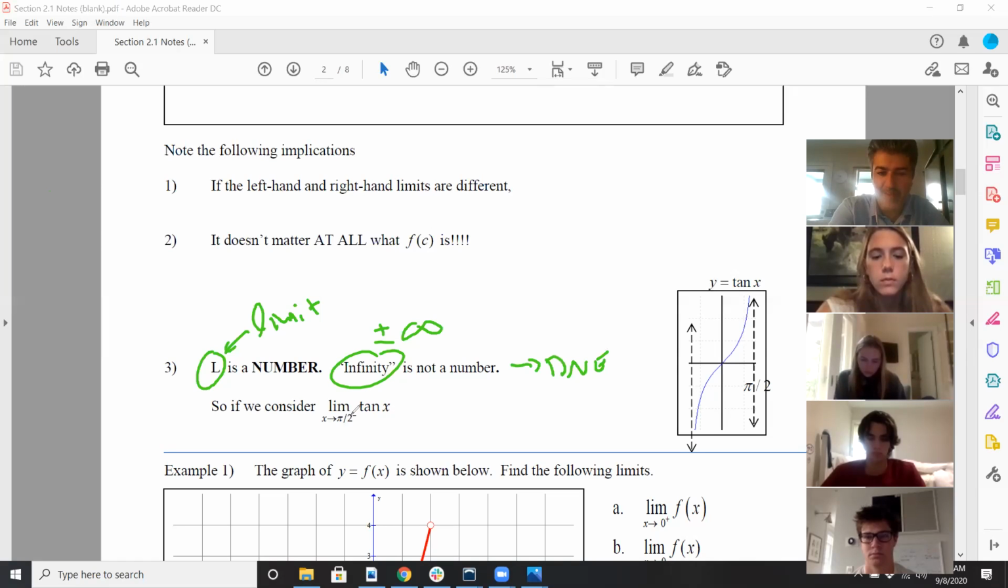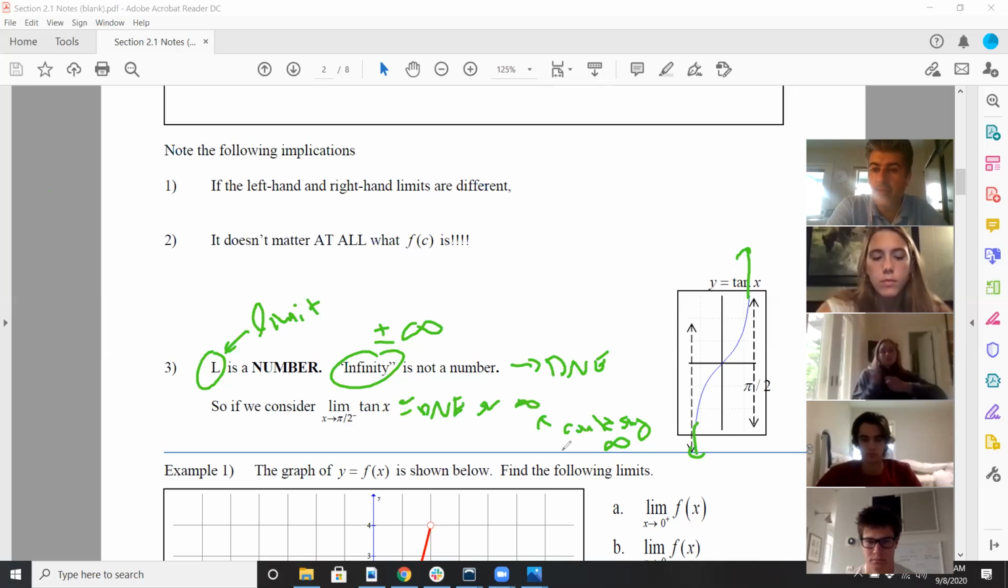Let's look at this graph, tangent x, right? This doesn't stop. This goes up forever. This goes down forever. So the limit would not exist. Now, could you say infinity? Sure. You could say infinity, but DNE is fine too. If you said DNE, you would not be wrong. You would be correct, because that's true. The limit does not exist.